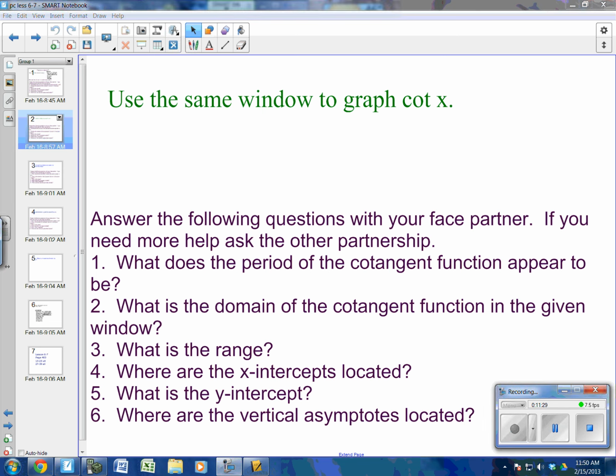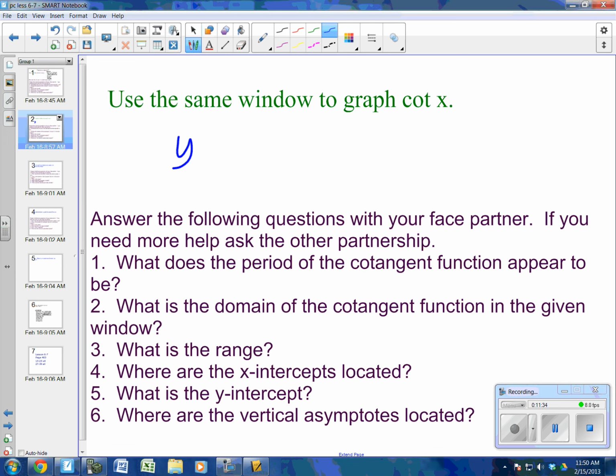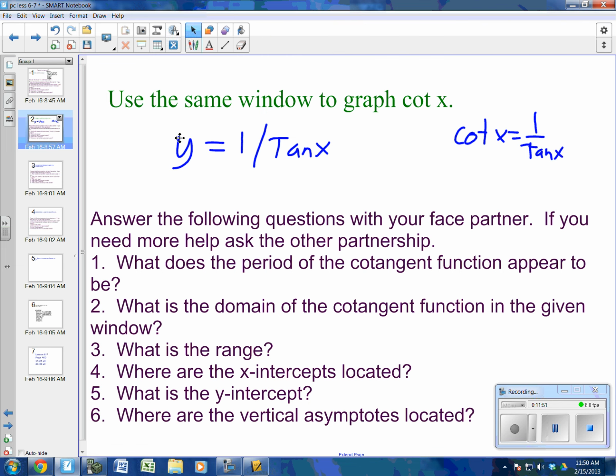Okay, so we're going to put in our calculator y equals 1 divided by the tangent of x, because we learned earlier in the year that the cotangent of x is equal to 1 over the tangent of x. Since the calculator does not have a cotangent button, that's how we have to put it in. Answer the following questions with your face partner. If you need more help, ask the other partnership. I'm going to pause this while you answer these 6 questions.